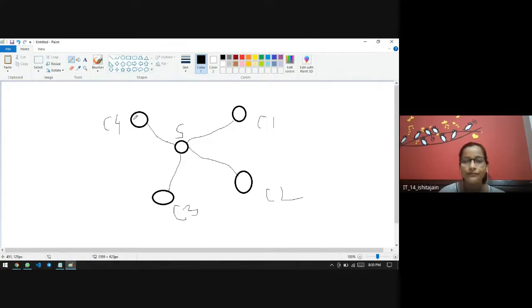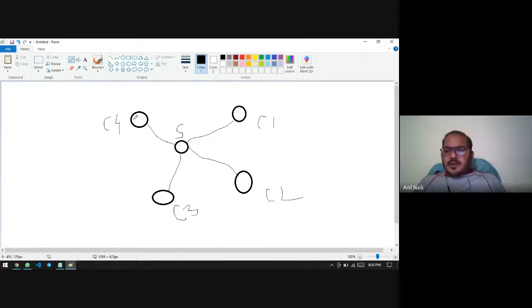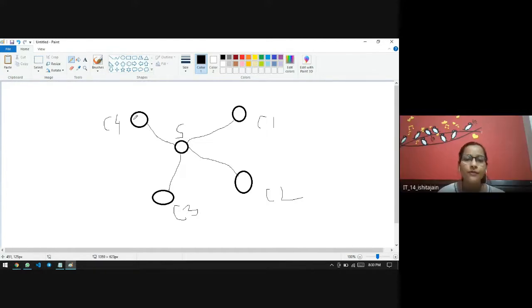Okay. Can you tell me the different network topologies? So there are six types of different topology: the bus topology, ring topology, star topology, mesh topology, and hybrid. No, that's it. Only five topologies we have.